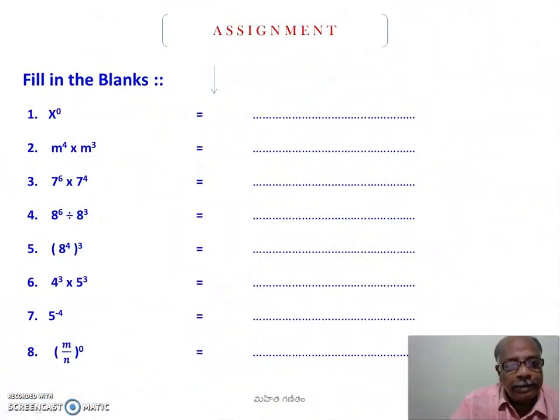Now, I am giving a small assignment. First see the questions and think, write answers in the dashes and send the answers to my WhatsApp number for checking. I will give feedback. First question: x to the power of 0, m to the power of 4. Second question is m to the power of 4 into m cube.